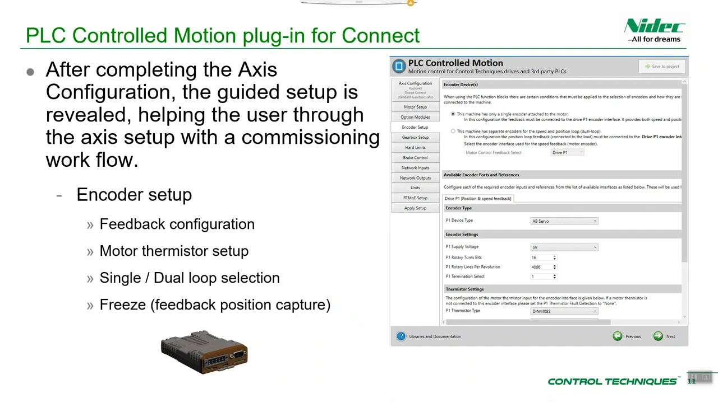So after the motor setup and option module setup, you've got encoder setup. Depending on your configuration, you have a number of properties that you can set up for your encoder. So you've got supply voltage, a number of lines per revolution, etc. You've also got the ability to set up a dual loop system. So that's one where one encoder controls the speed loop and another encoder controls the position loop.